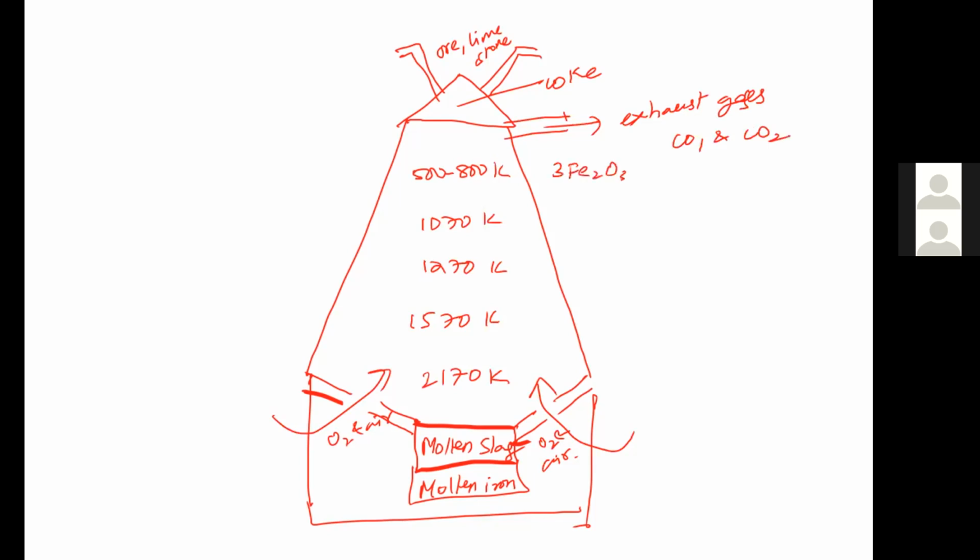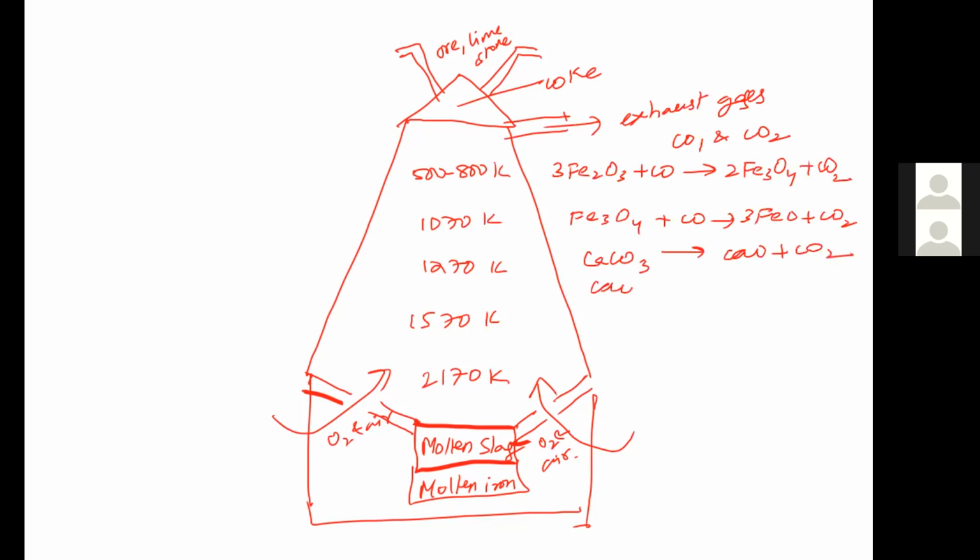3Fe2O3 with CO gives rise to 2Fe3O4 plus CO2. Next, Fe3O4 with CO when it reacts gives rise to FeO plus CO2. CaCO3 is giving rise to CaO and CO2. The CaO and SiO2 are giving rise to CaSiO3, which is called slag. And the FeO is reduced with CO, where you get Fe plus CO2.